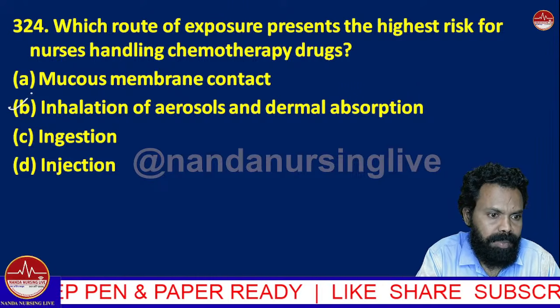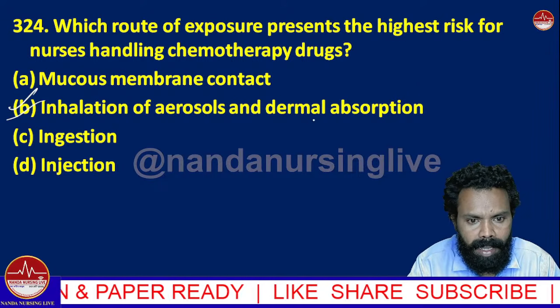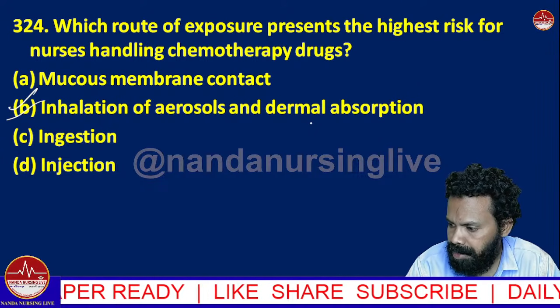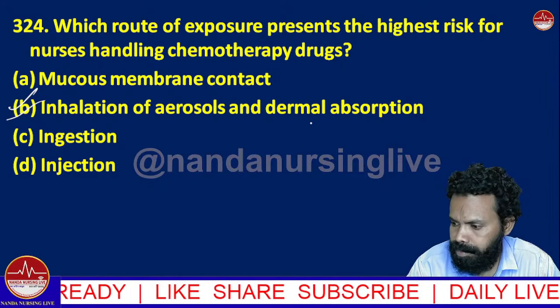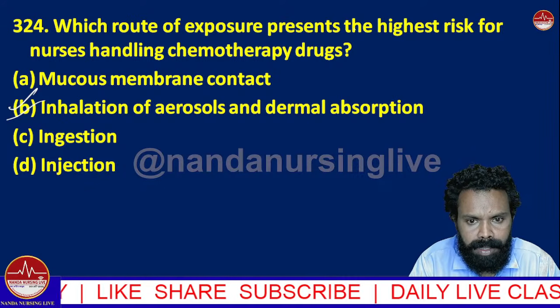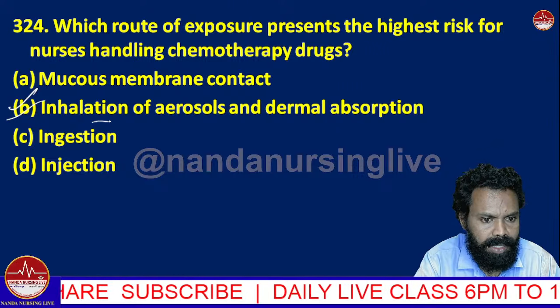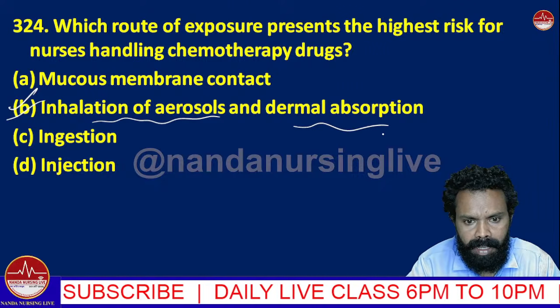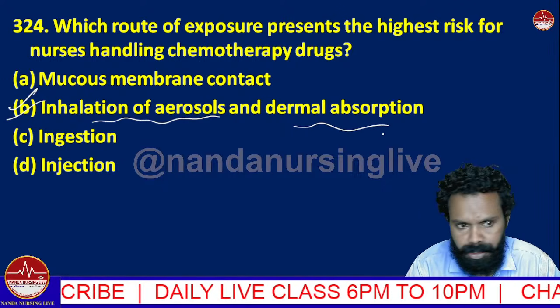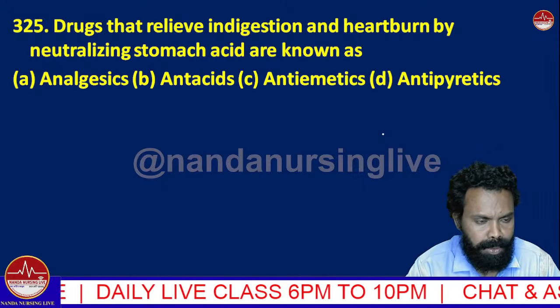So the correct answer is option B, inhalation of aerosol and thermal absorptions, right? Which route of exposure presents the highest risk for nurses handling chemotherapy drugs, that is inhalation of aerosols and thermal absorptions. So option B is the correct answer. Next question, question number 325.